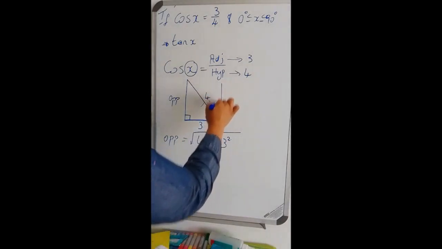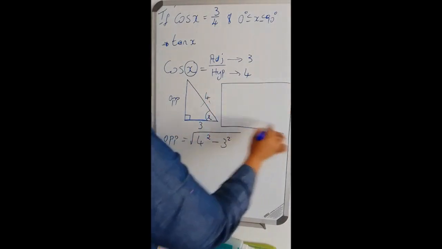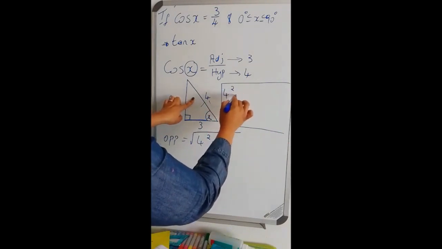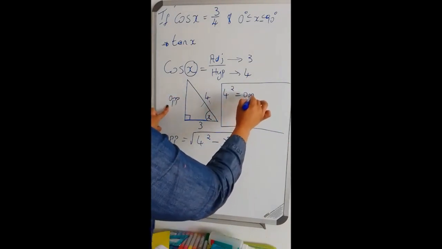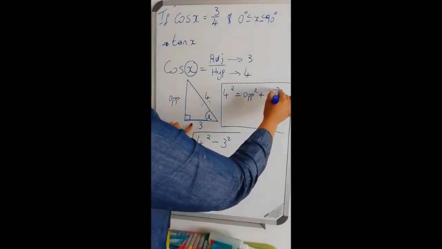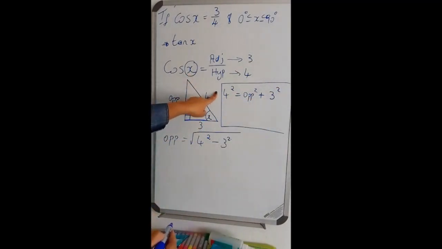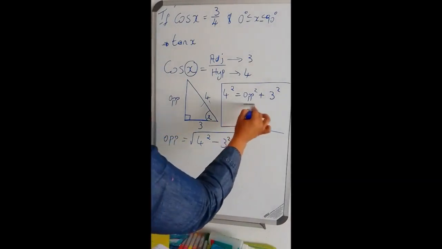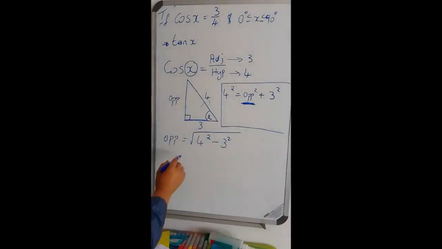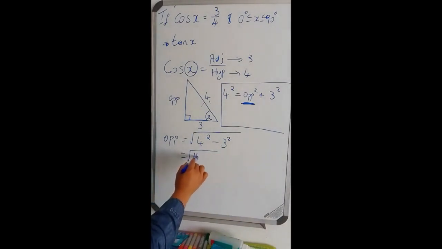Where do we take this? Remember the theorem of Pythagoras says the hypotenuse side squared will be equal to the opposite squared plus the adjacent squared. The longest side squared is always equal to the sum of the squares of the other two sides. And then we just made opposite the subject of the formula. So this would give us the square root of 16 minus 9, which is equal to the square root of 7.